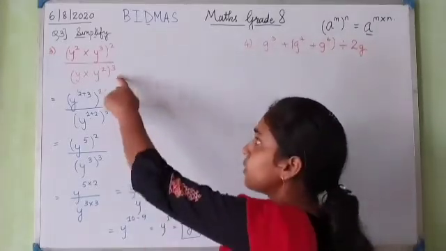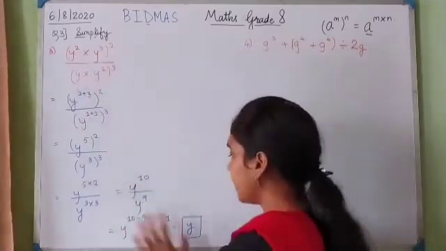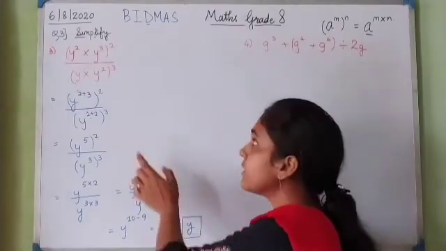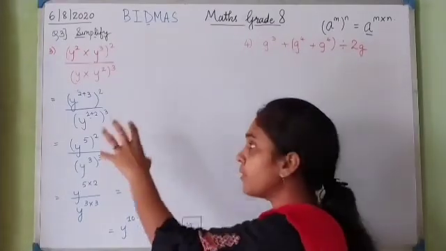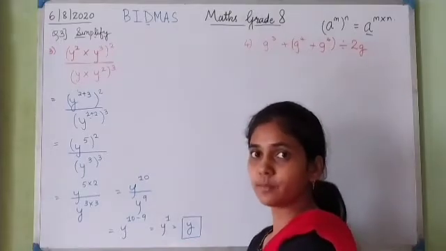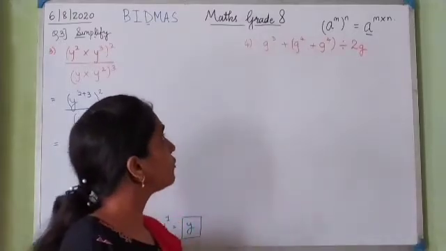See, here when you look at the question, it seems to be so big, right? But when you solve it, you get such a small answer. So that is what is called simplification. We simplify the answer to get a smaller, simple answer. So this is the third example which we saw. Now we go to the fourth example.